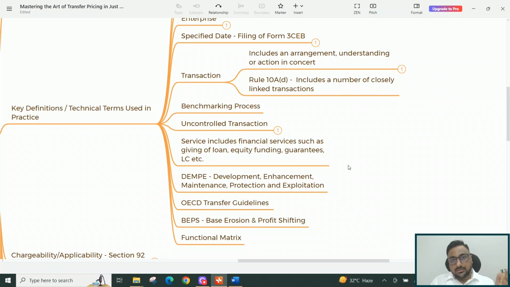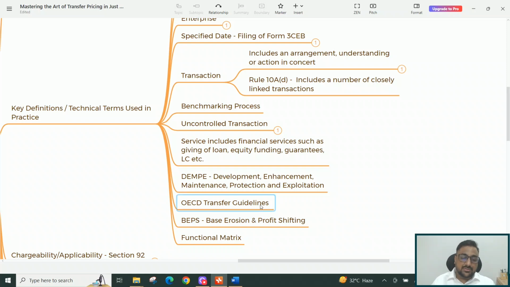Now all of these were related to terms defined under some provisions. But now we will also understand the terms which have not been defined in the provisions but which are used in common parlance in TP practice, which is called DEMPE. DEMPE relates to intangibles, which means the breakup of functions of developing that intangible and using it. That is development, enhancement, maintenance, protection and exploitation. This is generally the term which is used when you deal with intangible transactions.